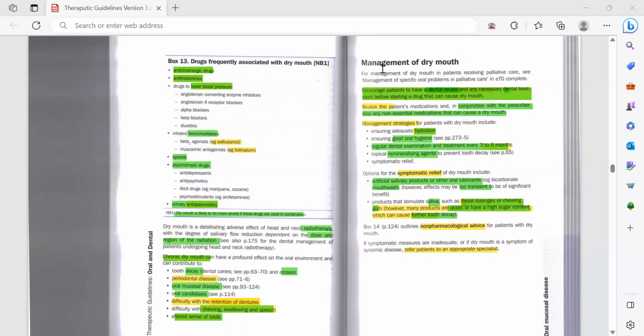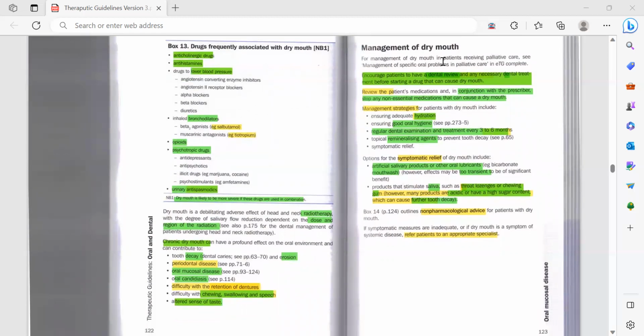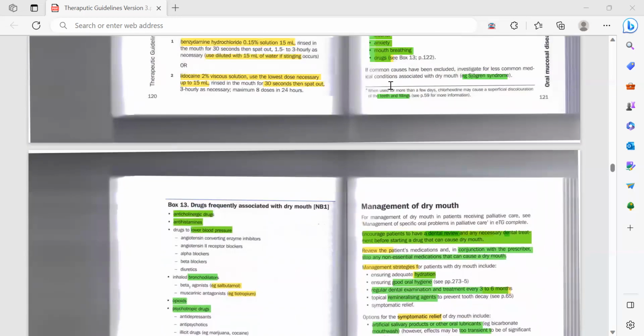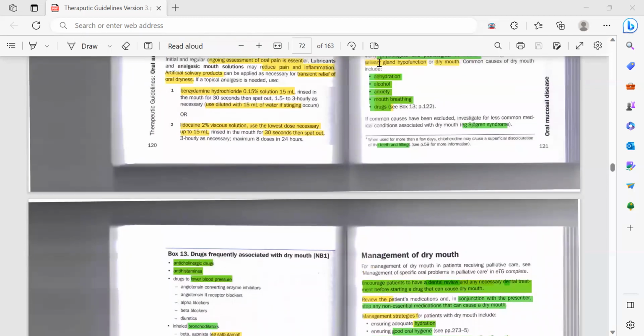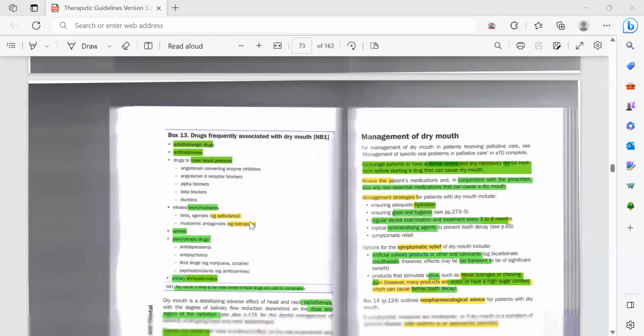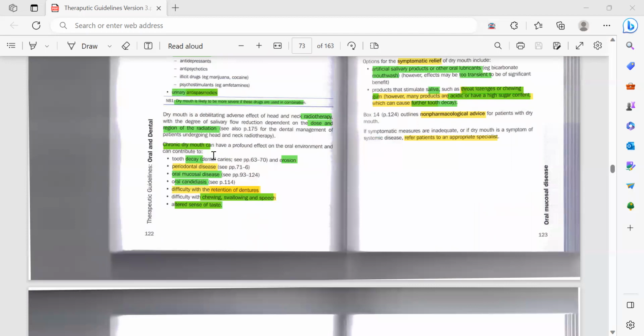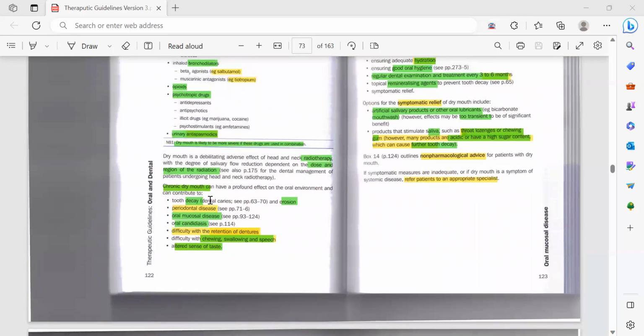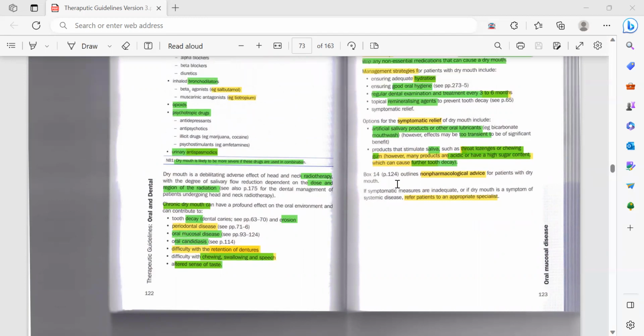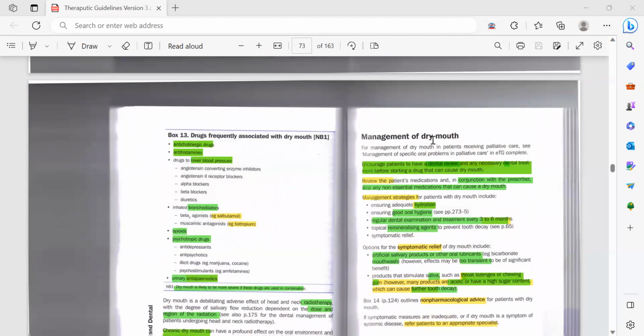Then management, how would you manage this patient? First, you need to find out what the cause is. Either it is these five things or one of the drugs that the patient is taking. Then what effect dry mouth can have on their oral cavity, you can highlight it to the patient. And then how can you manage it?